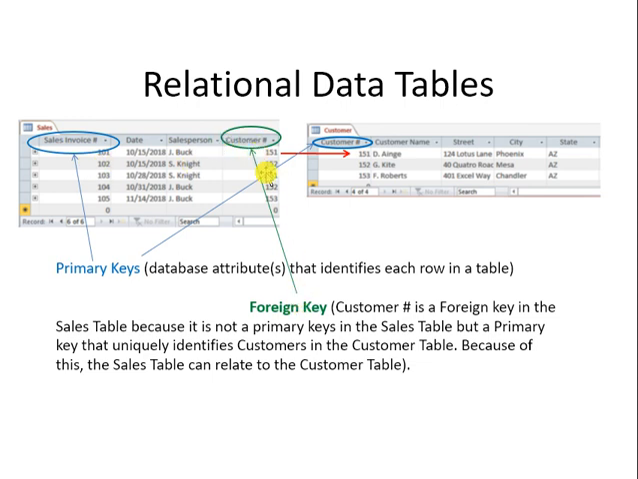We also have a foreign key, which is customer number right here. Customer number is a foreign key, which is a primary key in another table. Obviously this customer number is the primary key for the customer table. These two tables are related through the customer foreign key in the sales table.